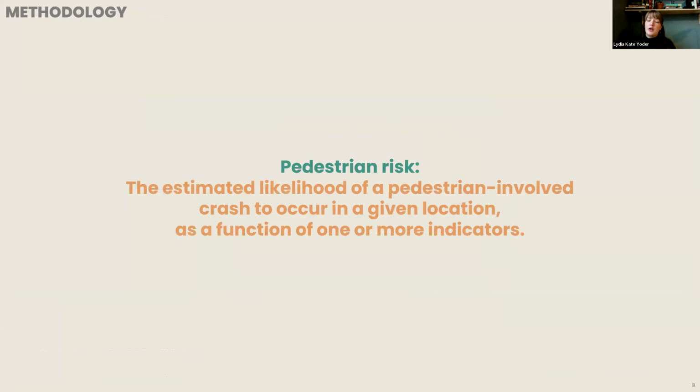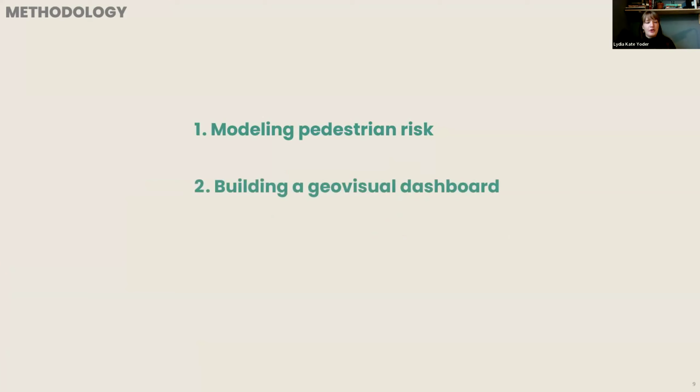So before I get into the methodology, I want to provide the definition of pedestrian risk used in this study. It's the estimated likelihood of a pedestrian-involved crash to occur in a given location as a function of one or more indicators. So now we have a definition and we can get into the methodology. The methodology includes 3 parts. First, modeling pedestrian risk, then building a geovisual dashboard, then facilitating user evaluation.